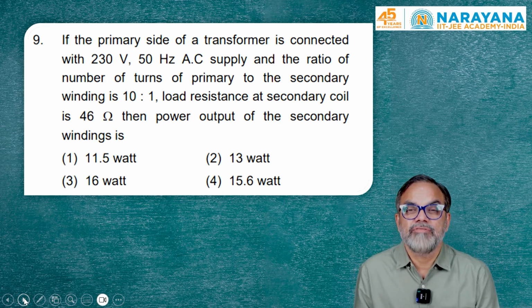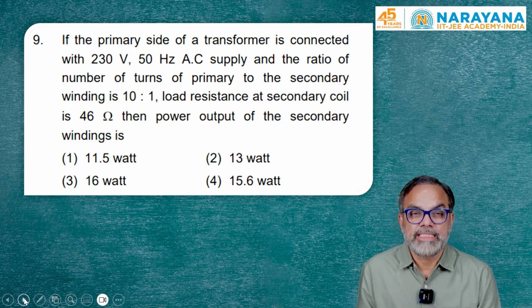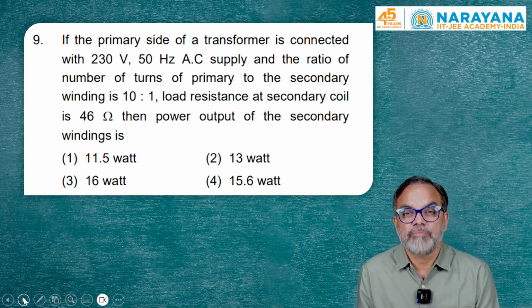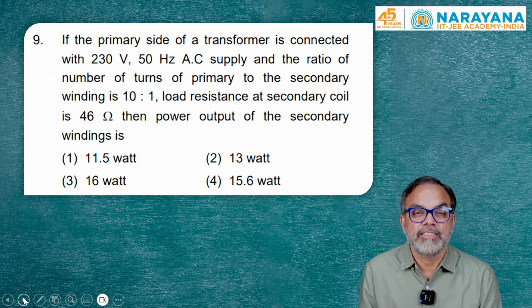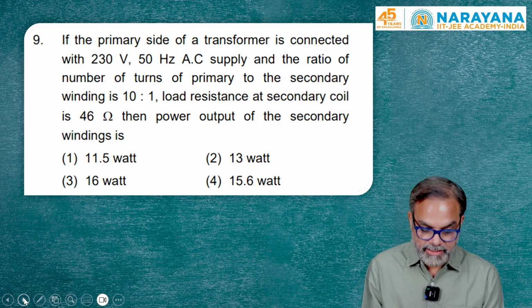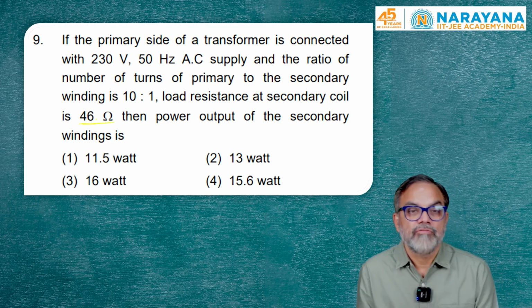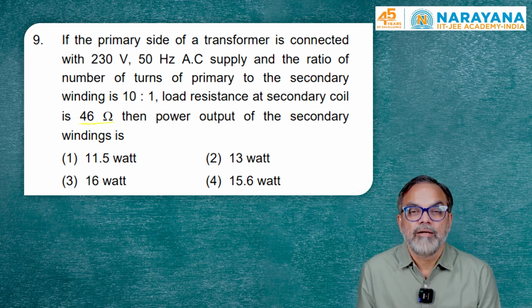If the primary side of a transformer is connected with a 230 volt, 50 hertz AC supply, and the ratio of number of turns of primary to secondary windings is 10:1, the load resistance at the secondary coil is 46 ohm, then the power output of the secondary windings is.